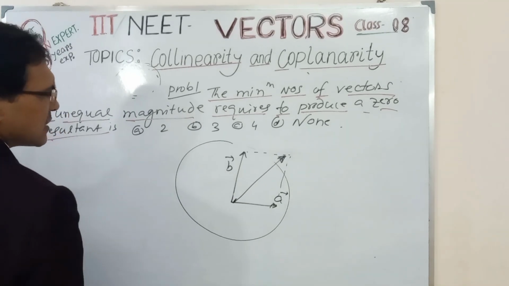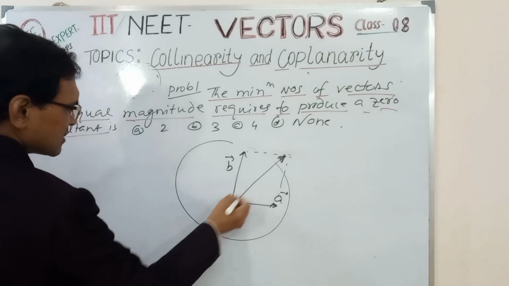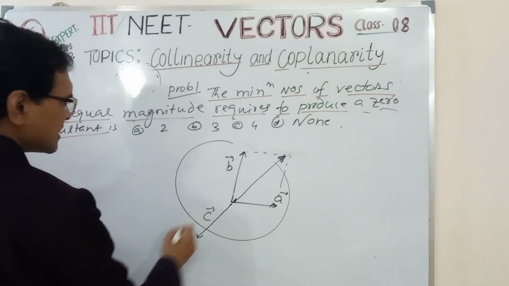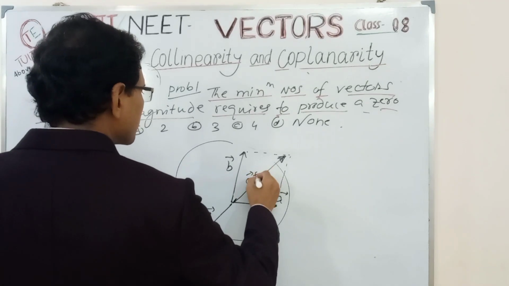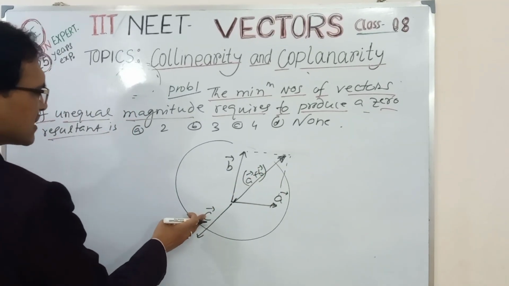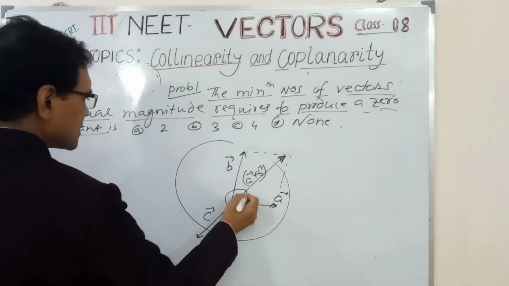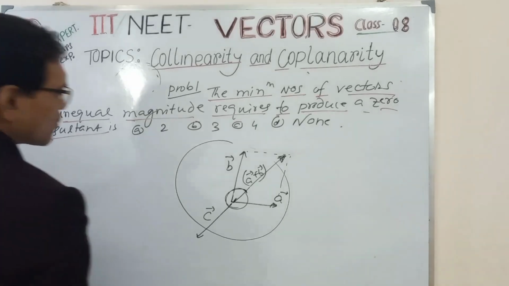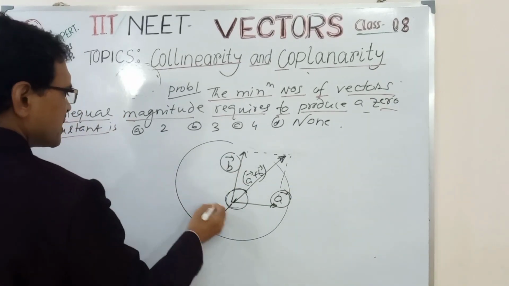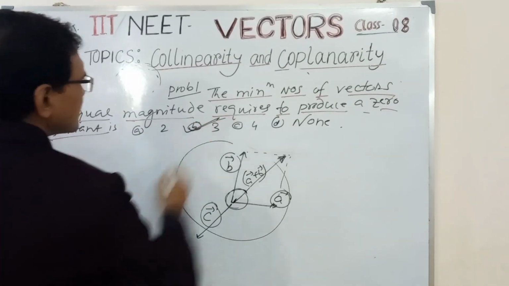Now if there is a vector which is equal and opposite to that vector, suppose this vector is C and this vector is A plus B. If this vector is just opposite and of equal magnitude, then the result becomes 0. So what is the minimum number of vectors required? A, B, C. So the answer will be 3.